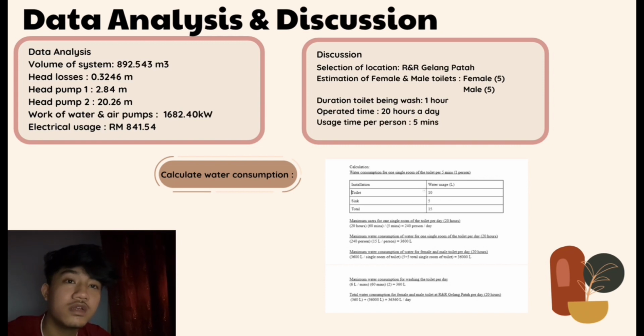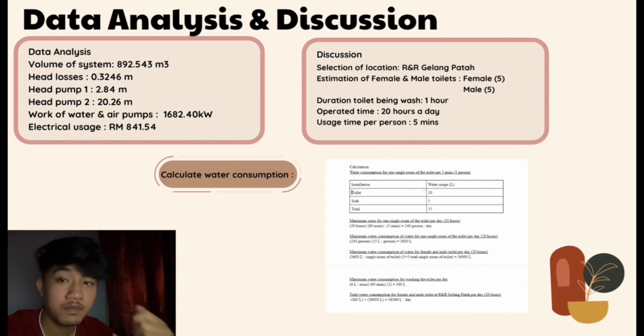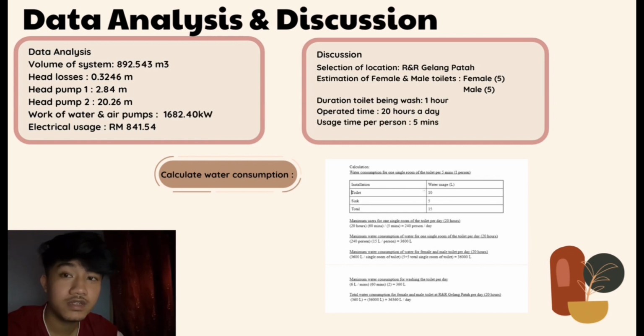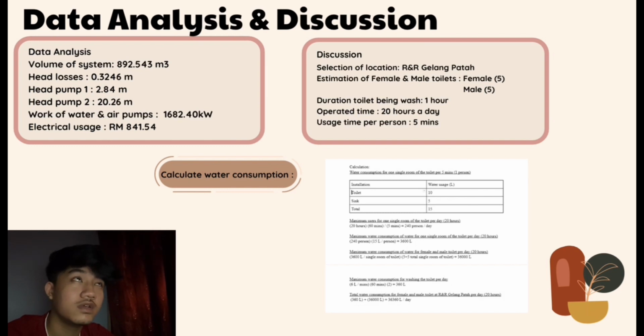So basically the whole work of our water and air pump, we'll get 1682.4 kilowatt. Based on the electrical usage for our water delivery system, we get 841 ringgit 54 cent.